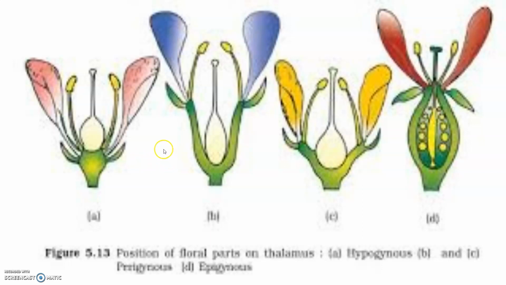And if the gynoecium is situated in the center and the other parts of the flower are located on the rim of the thalamus, almost at the same level, then it is called perigynous, as in plum, rose, peach, etc. Whereas in epigynous flowers, the margins of the thalamus grow upwards, completely closing the ovary and getting fused with it, and the other parts of the flower arise above the ovary, hence the ovary is said to be inferior, as in flowers of guava, cucumber, or in the ray florets of sunflower.